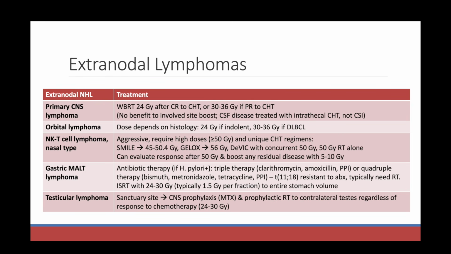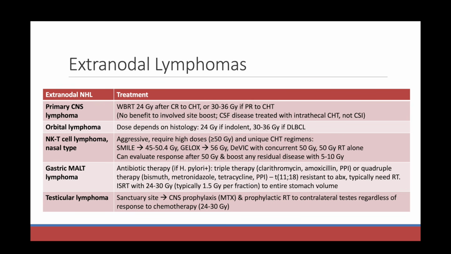NKT cell lymphoma nasal type is a really, really aggressive type of lymphoma that requires high doses of 50 gray or more, as well as unique chemo regimens. So these are often treated with chemotherapy. There's something known as a SMILE regimen, which sounds terrifying, followed by doses of 45 to 50.4 gray. And one thing you can do is actually give 50 gray of radiation, evaluate response, and then boost any residual with an additional 5 to 10 gray.